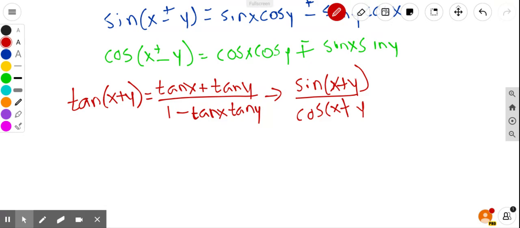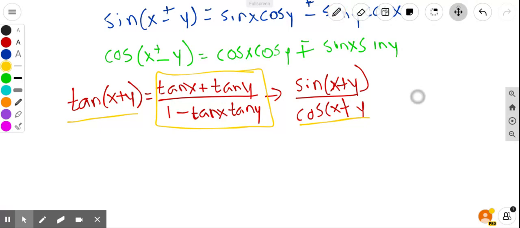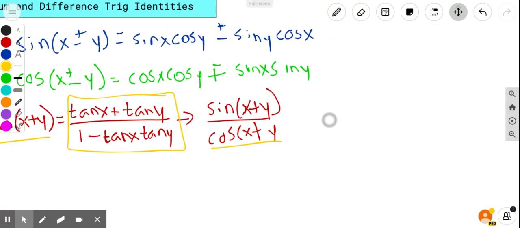Yes. So I took this and I converted it into that. But I ultimately want it to come out to this. So I have to do quite a bit of manipulation. I am going to go ahead and do my substitutions. I know what sine of x plus y should equal, and I know what cosine of x plus y should equal.